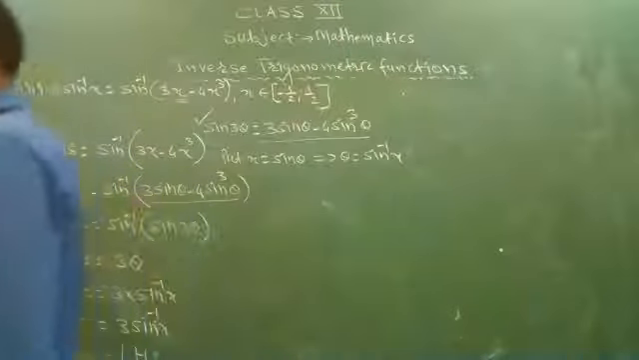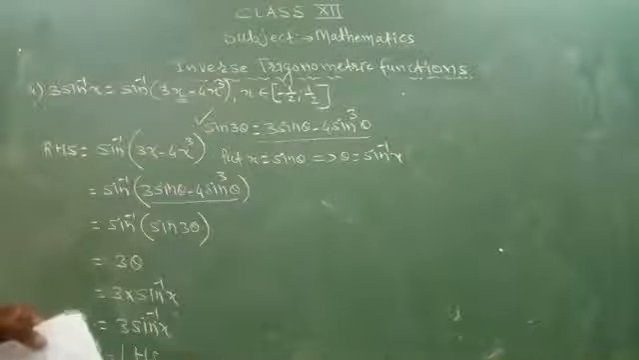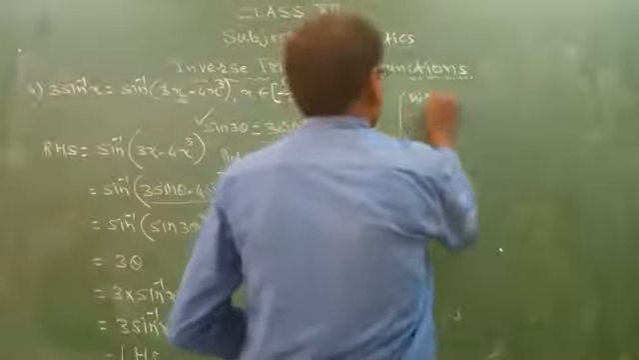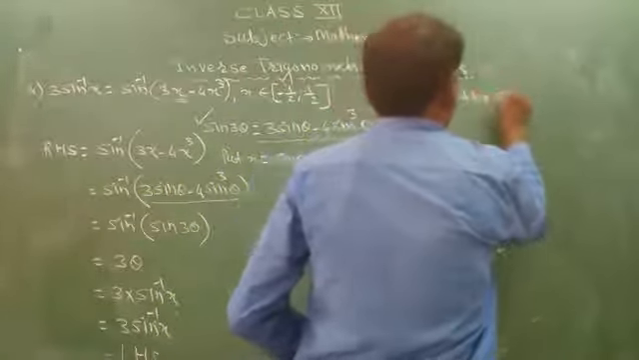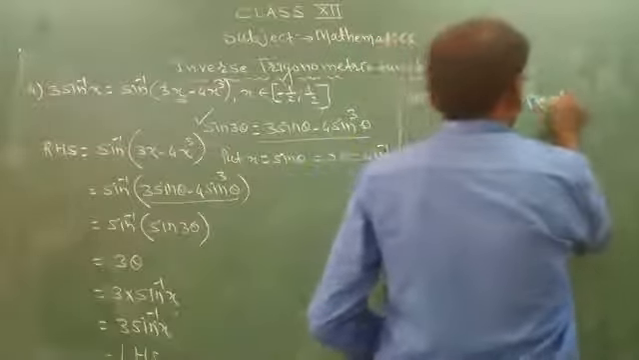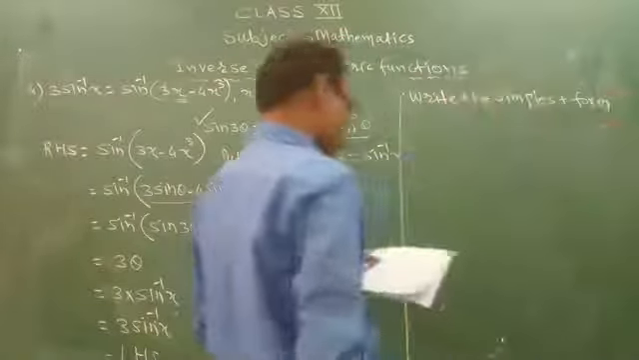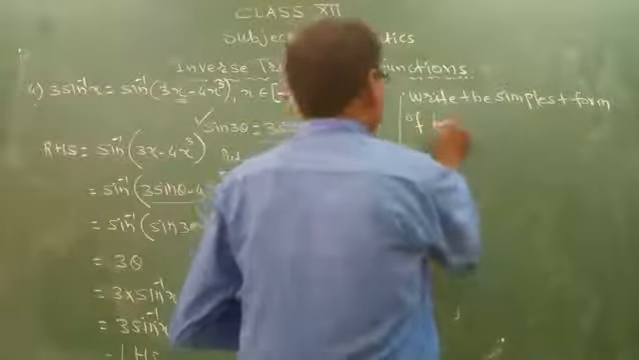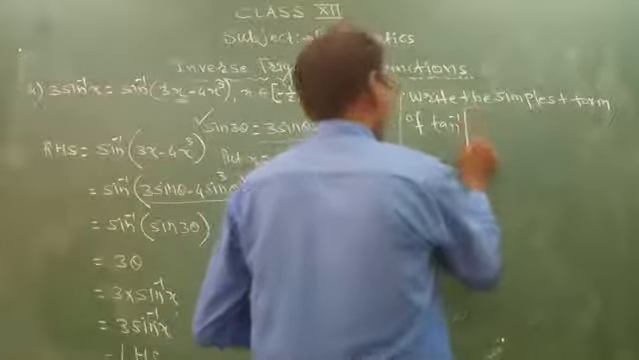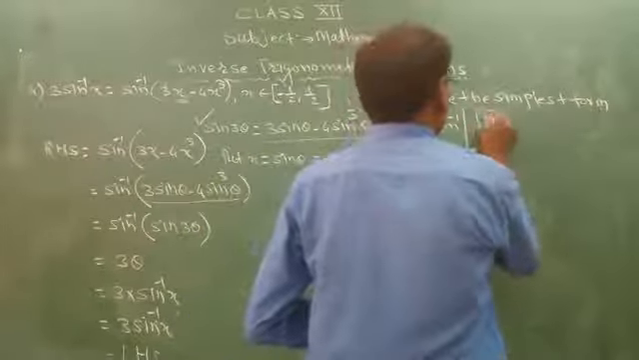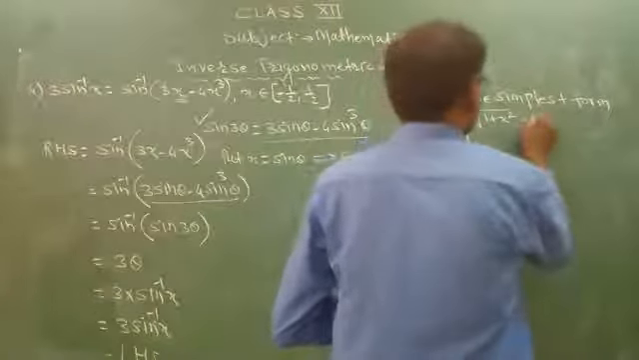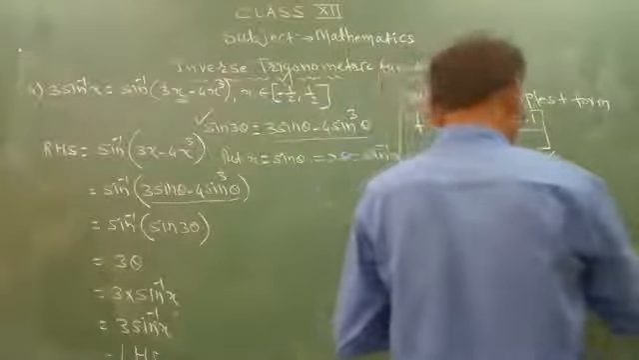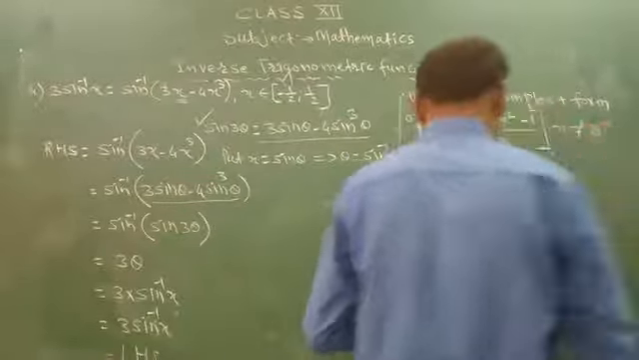Next one: write the simplest form of tan inverse of (under root 1 plus x square minus 1) upon x, where x is not equal to 0.